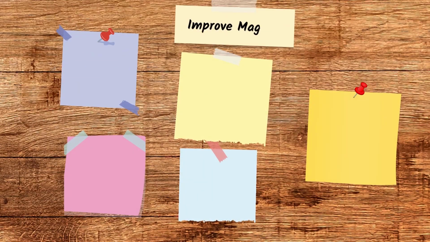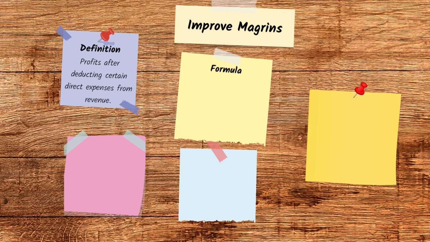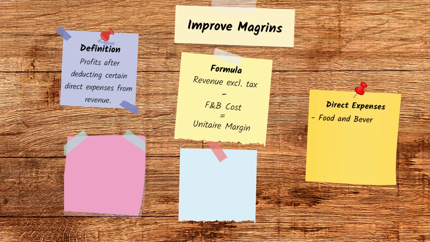In order to improve your margins, you have to know exactly what they are and how to calculate them. The definition is the profit remaining after deducting certain direct expenses from the revenue. The formula is revenue excluding tax minus the F&B cost equals unit margin. In this video, I use only F&B costs as a direct expense, but you can use more. You also have the packaging, you have the non-F&B products such as chemicals, napkins, etc. You have the direct labor, but also equipment and materials.